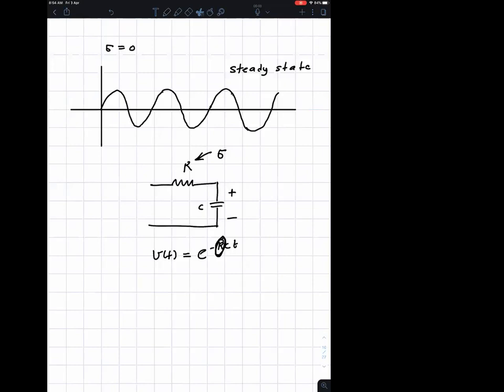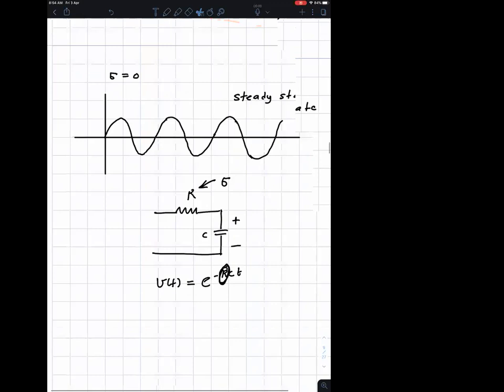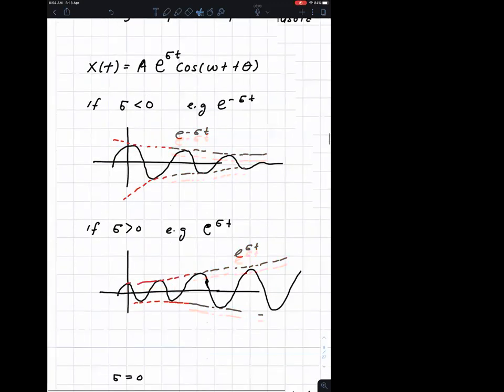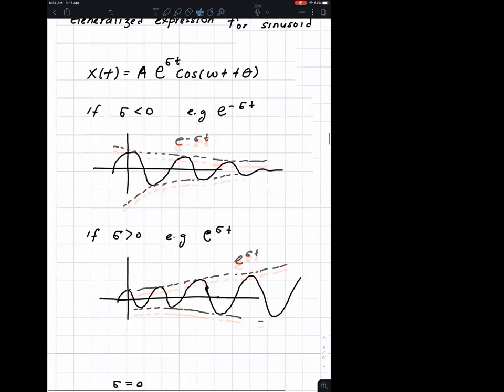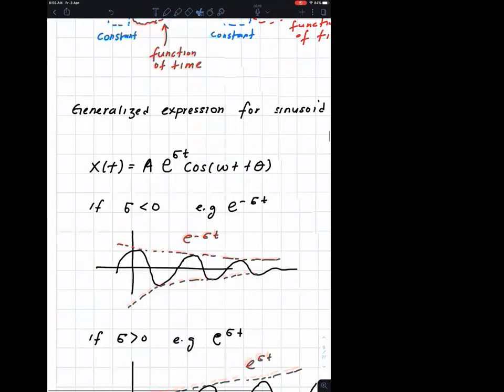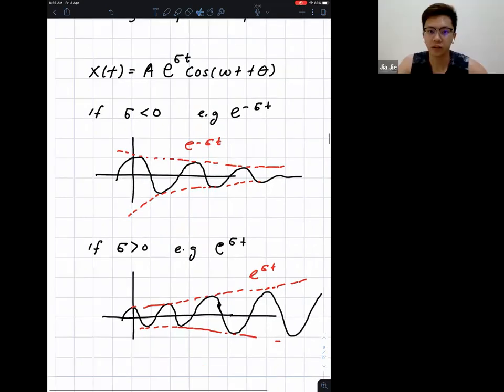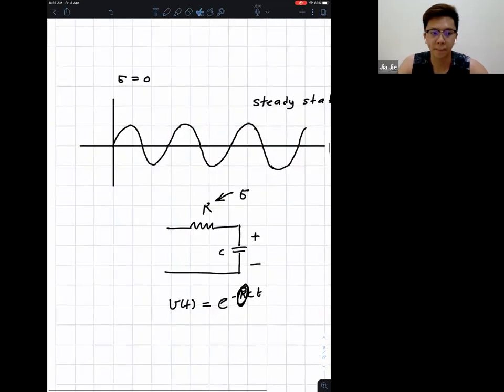Therefore, for a real system, we should include sigma for losses in the circuit. Not only that, we also include sigma to study if the circuit goes unstable, and sigma can also be used to model the circuit. Okay, I don't know if I answered. Got it, sir. Okay.